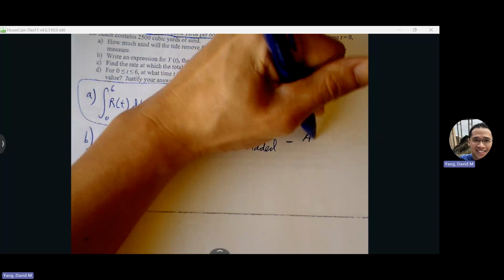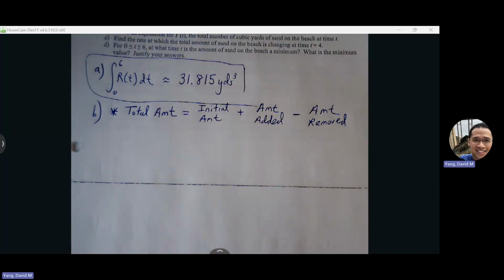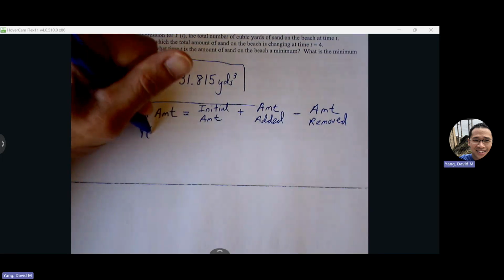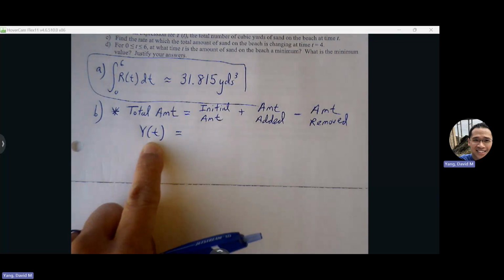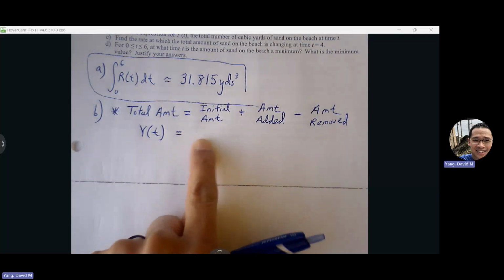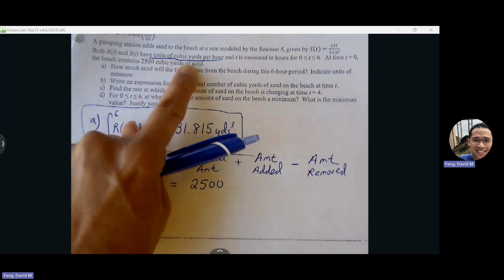And then minus how much has been removed. If we keep track of those 3 things, we're going to know how much quantity there is at any moment in time. So for this problem, y of t, which is the amount of cubic yards of sand at any moment in time, is dependent on, first off, how much there is to begin with. And we know there's 2,500 cubic yards of sand to begin with, plus the amount added.